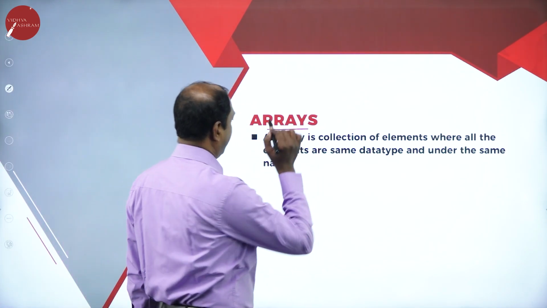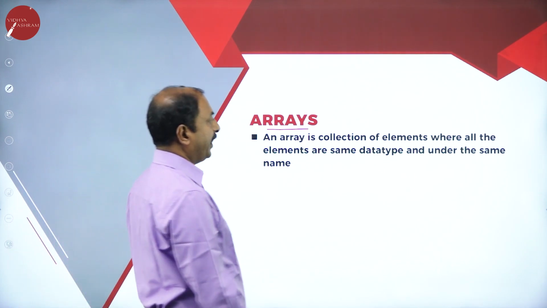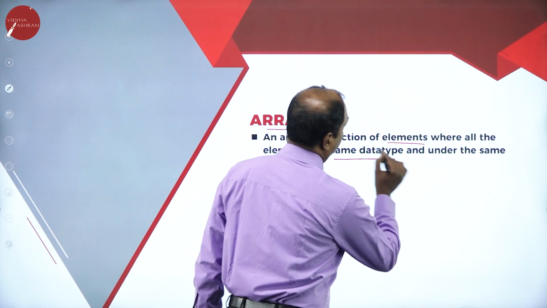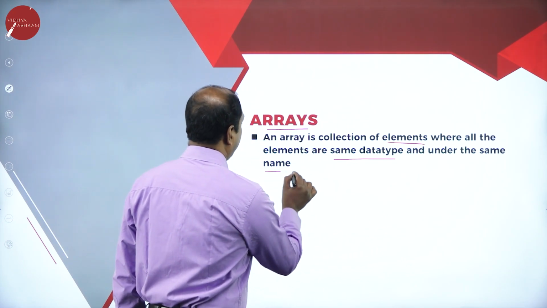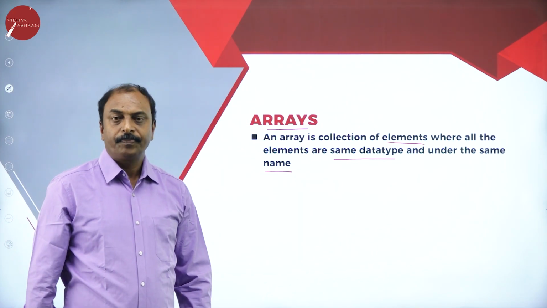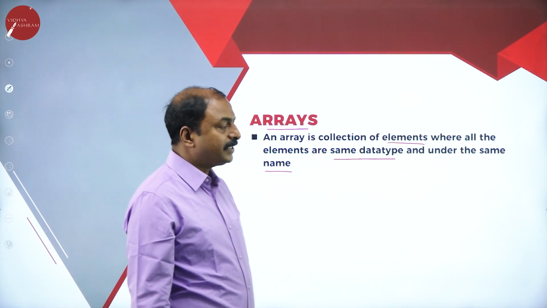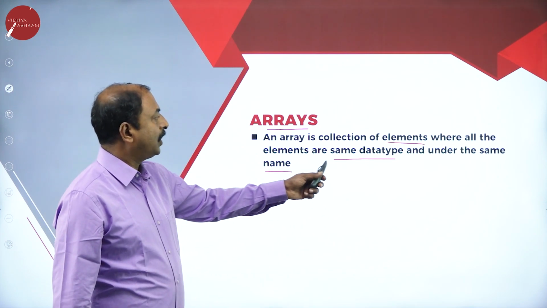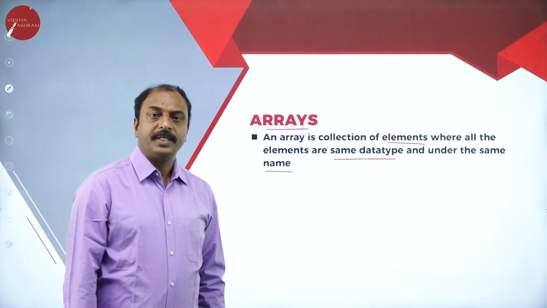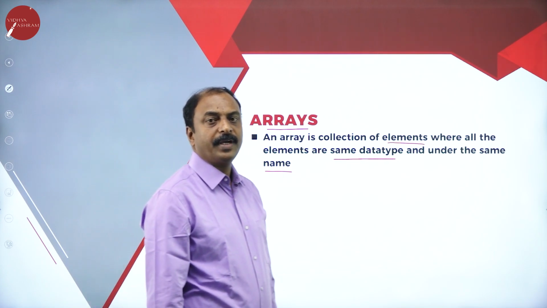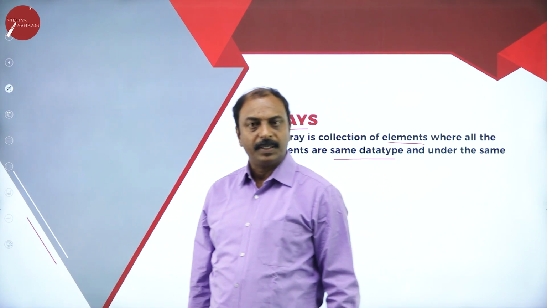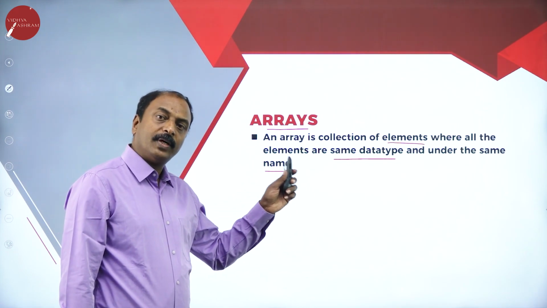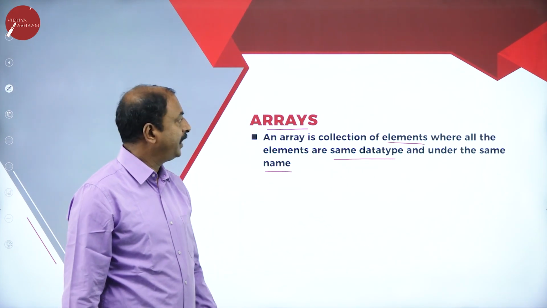So what is an array? An array is a collection of elements where all the elements are of the same data type under the same name. So this is the definition of an array. It is a group of elements or collection of elements, and all the elements are of one data type. You know what a data type is? In C++, we have int, float, double, character. So all the elements should be of only one type, that is nothing but an array.